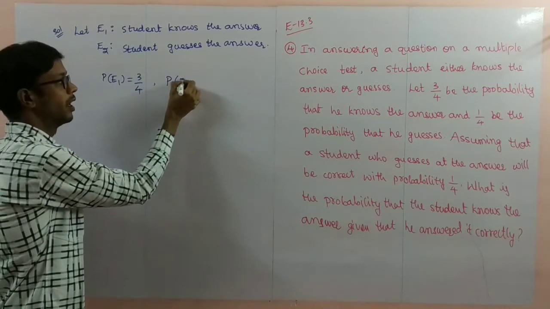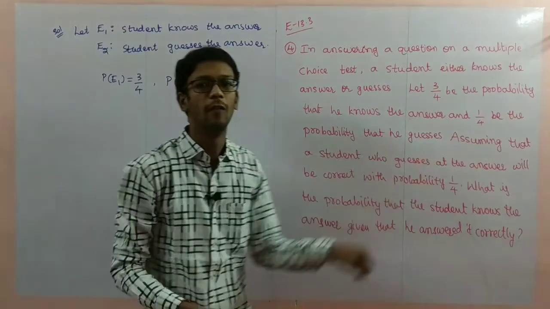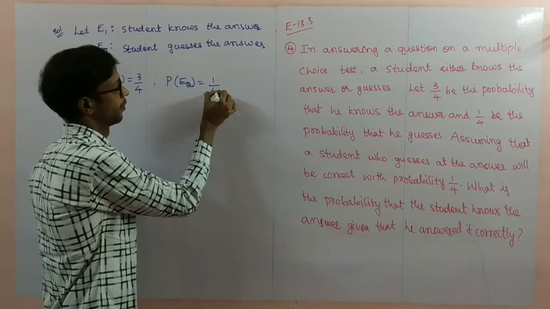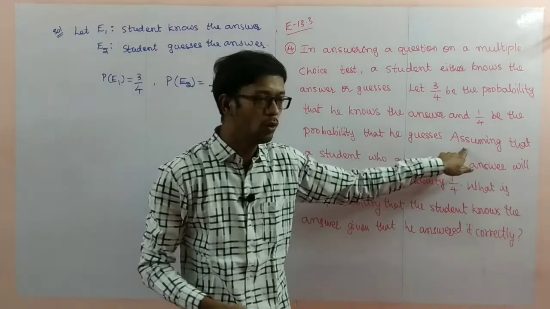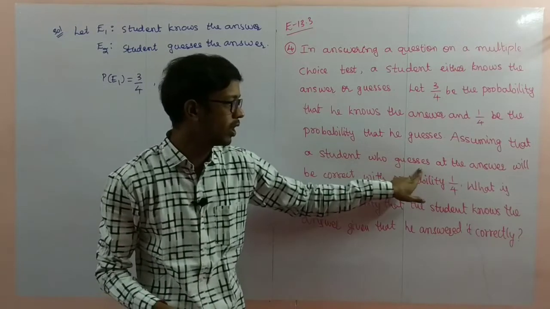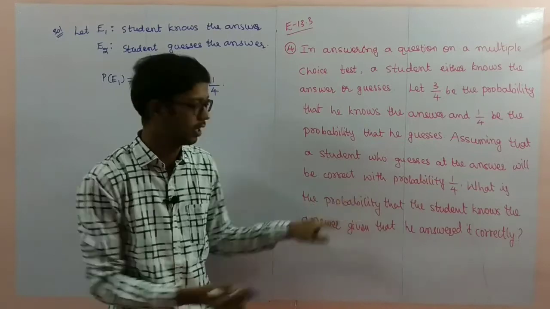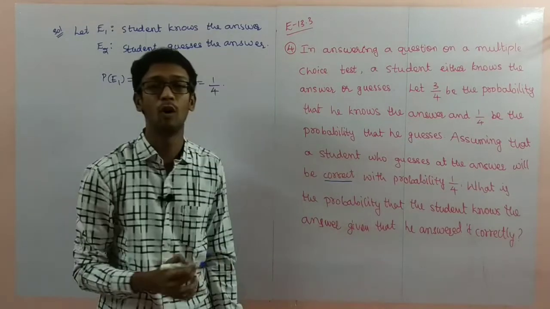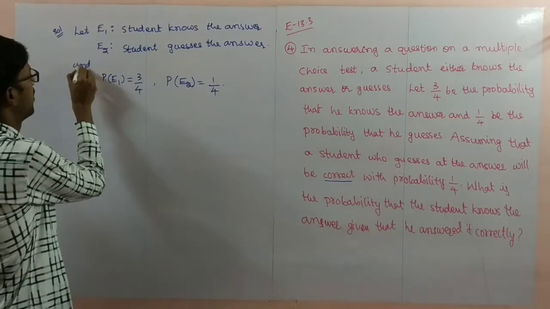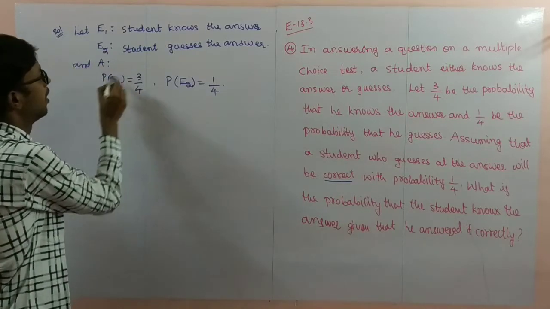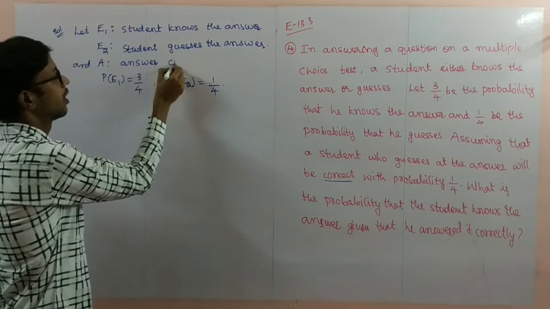Next, probability of E2, guesses the answer. How much have they given? 1 by 4. Next, assuming that a student who guesses the answer will be correct. Here you observe correct is there. One more event, and I am writing capital A: answer correct.